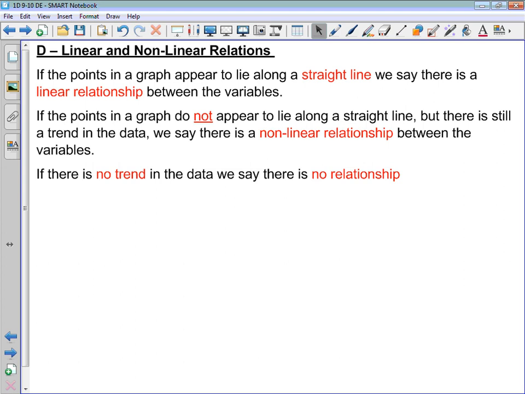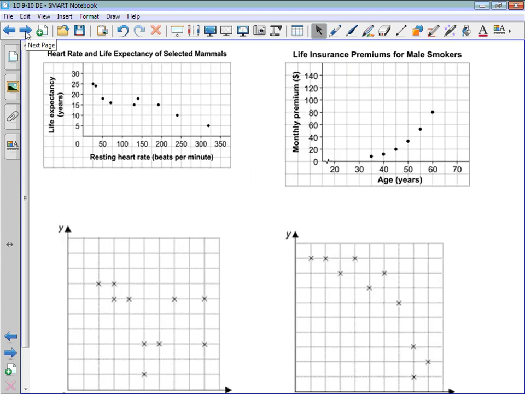So let's take a look at some examples here. You've got these 4 graphs in front of you on the page. First one here shows heart rate and life expectancy of selected mammals. Okay? And we can look at the points here. What do you think here? Is this linear, nonlinear, or no relationship? Well, as I go from left to right on my x-axis, or my horizontal axis, the points seem to go down a little bit.